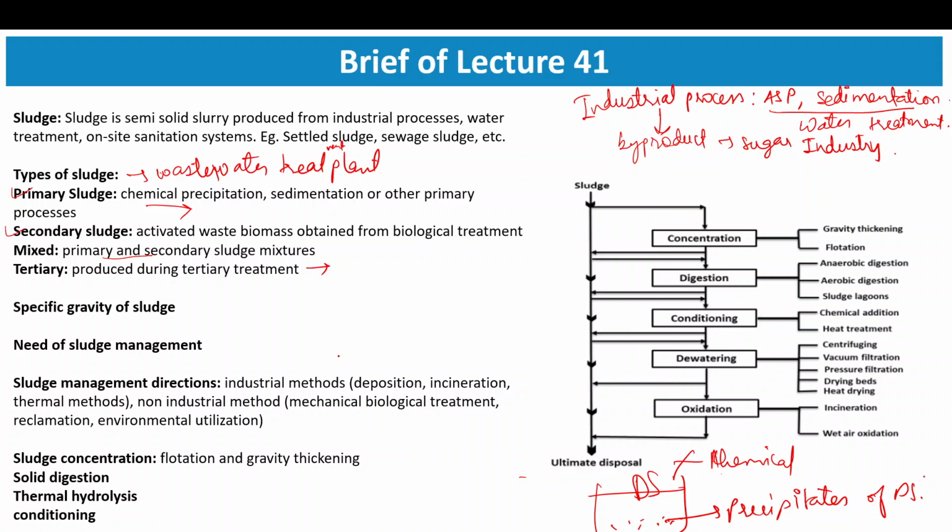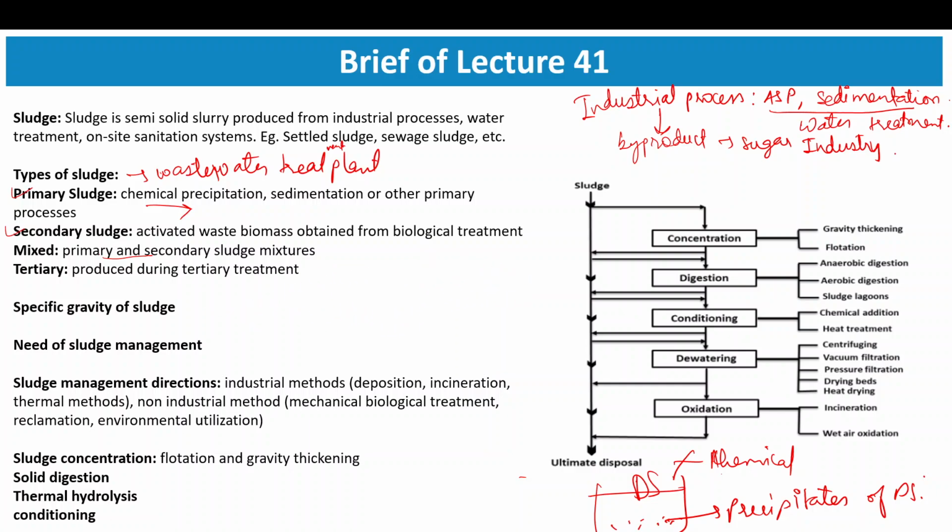Now, next is the properties of sludge that are very important. For example, the specific gravity. Specific gravity is a measure of the density of any material with reference to the density of water, right? So, what does density mean? Density is mass per unit volume. For example, if the density is 2,000 kg per meter cube, you can say 1 meter cube of volume has the capacity to store 2,000 kg of that particular material, right?